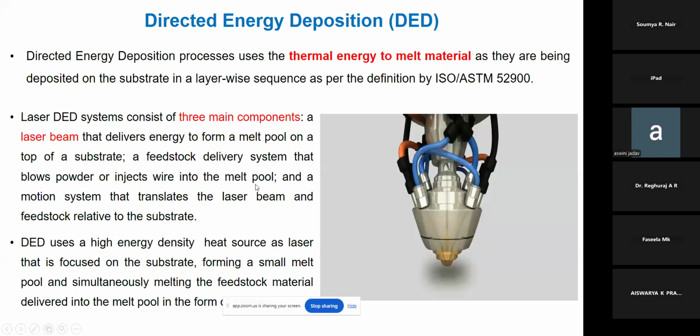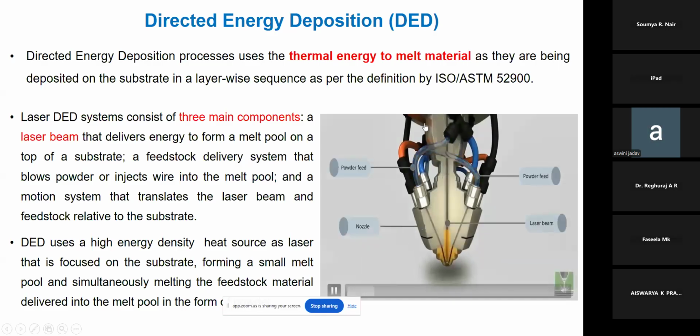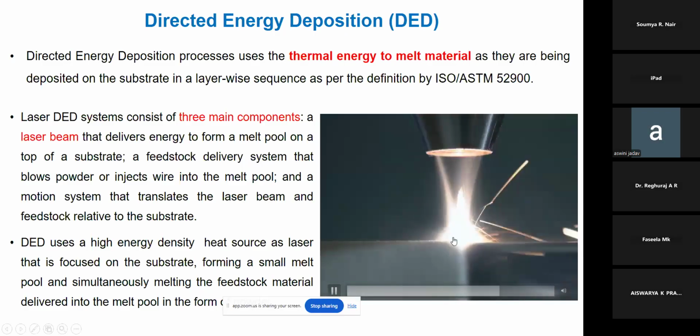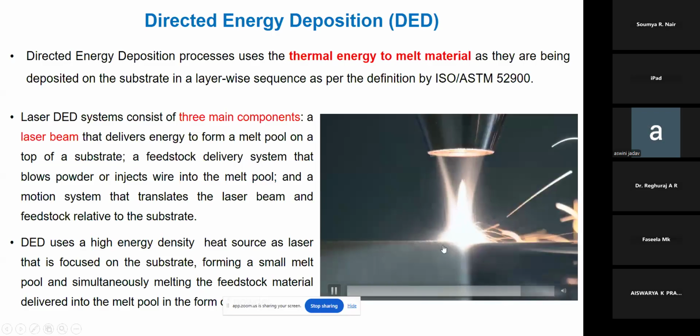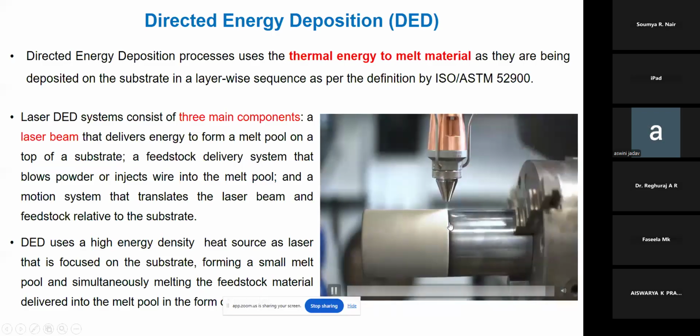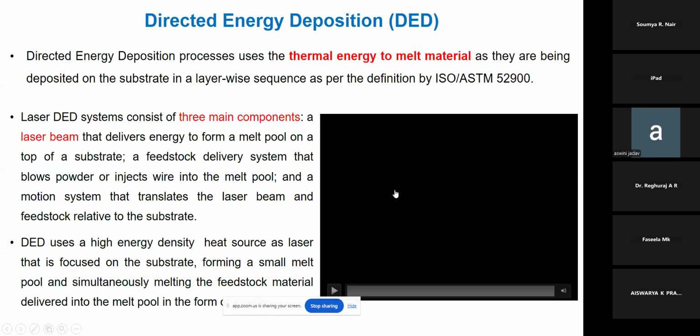And finally, the third important component is a motion system that translates the laser beam and feedstock relative to the substrate, right? So this is actually the laser head. At the center, you have a laser beam. On the other two sides, you have a powder feed. The two coincide at one point and interact with the substrate. On the substrate, the solidified metal powders are laid.